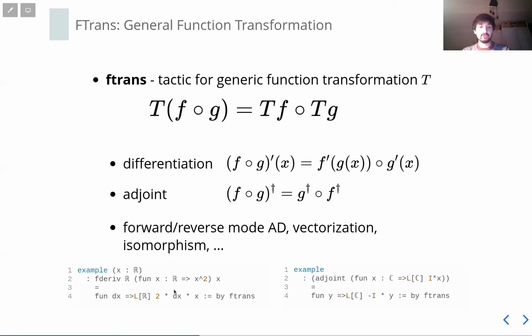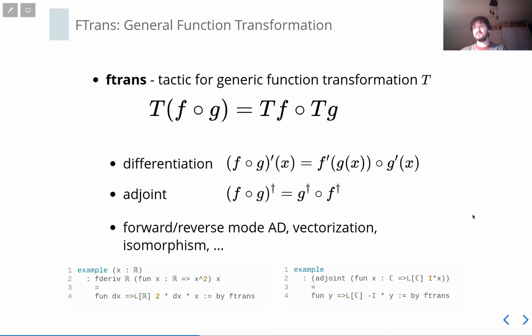An example of how you can use FTrans is to compute the derivative of x squared. It is just equal to a linear function in dx, 2 times dx times x. You can prove it by FTrans. Or if you want to compute the adjoint of a function where you multiply by a complex unit, then this is equal to a multiplication by a negative complex unit.